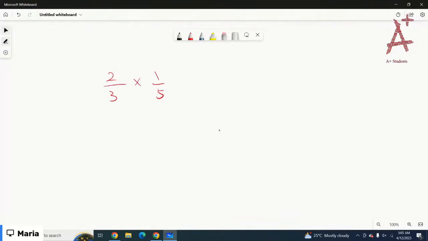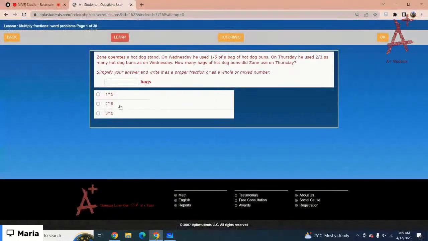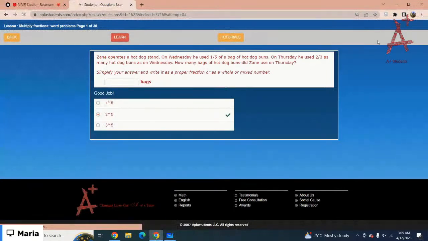So when multiplying fractions, you need to do numerator times numerator and denominator times denominator. Got it? It would be 2 times 1 is 2 and 3 times 5 is 15. Got it? So it would be 2 over 15. So I think all of you know how to multiply the fractions.